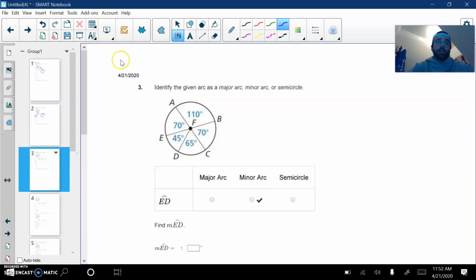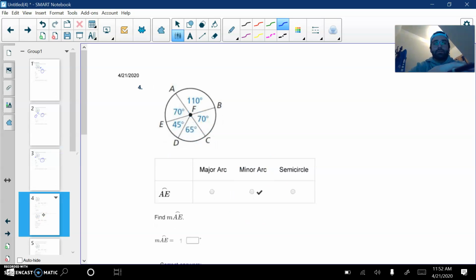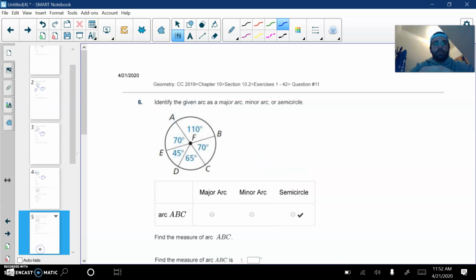And find the measure. Okay, good thing we're doing that. So I need the measure of ED now. Since this is 45, then the arc is 45. It's less than 180, so again, it's minor. Holy buckets, how many minors do we have? This is 70, then this is 70. Then it's a minor. Here we go. Now we're cooking with gasoline here.